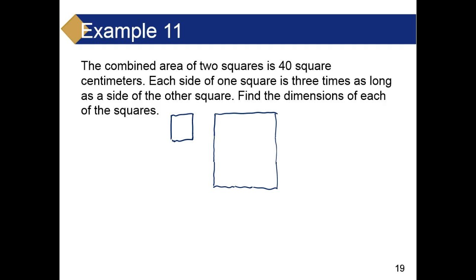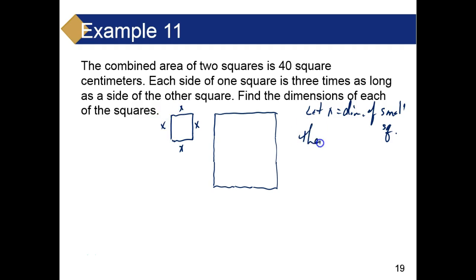Which one of those do we know the least about? The little one or the big one? The little one. So let that be your variable. Let, and what do you want to name it? You get to choose your variable. Say again? X, okay. Let X equal the length or the dimension of the small square. Okay, so I want to label them. That's X, that's X, that's X, and that's X.